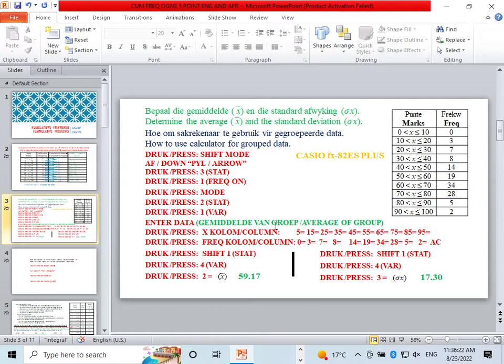Did you double check? Okay, then all clear. Then shift stat or shift 1, choose number 4, choose number 3, the standard deviation. 17.30. Good. We got that.